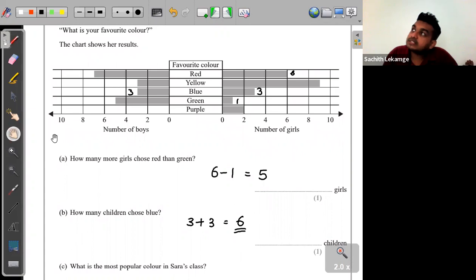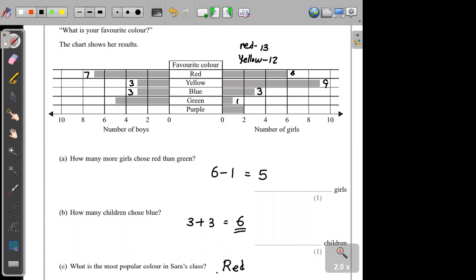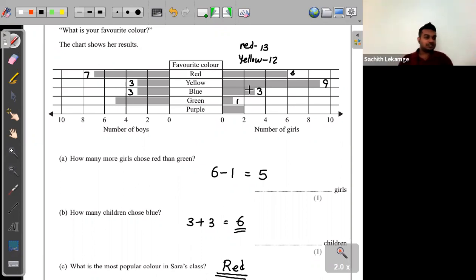What is the most popular color in Sara's class? Let's see the numbers here. 7. 6 plus 7, 13, which is red. Yellow, 9 plus 3, which is 12. Yellow, 12. So which is the most popular color? Red. I know many of you wrote yellow. You need to take the numbers into consideration. Yellow is only 12.